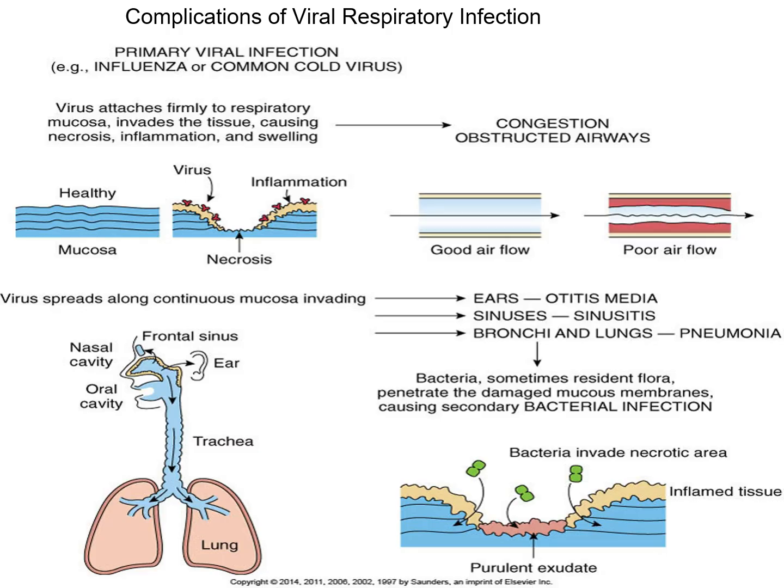So this slide shows how the virus attaches to the respiratory mucosa, which is continuous, and that allows it to invade the tissue, cause necrosis, inflammation, and swelling, which leads to that congestion in the obstructed airways. The virus will spread along that continuous mucosa, and it can invade things like the ears, causing otitis media, the sinuses, causing sinusitis, the bronchi, the lungs, causing pneumonia. Bacteria, sometimes resident flora, are able to penetrate that damaged mucous membrane and cause a secondary bacterial infection.